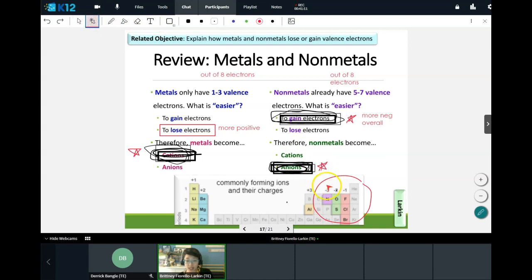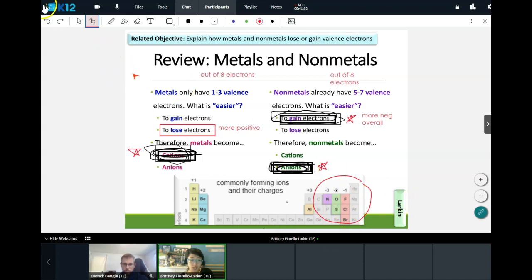And again, we can see that here. Nitrogen has 5 valence electrons. It just needs 3 more. It gains 3 more to become a negative 3 charge, a negative 3 anion. Whereas group 17, they have 7 valence electrons. They just need 1 more. They gain that 1 more to become a negative 1 anion.